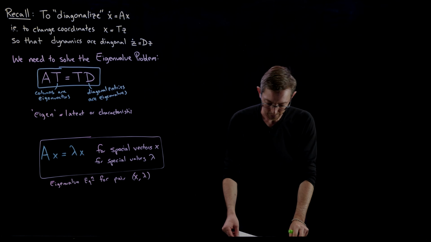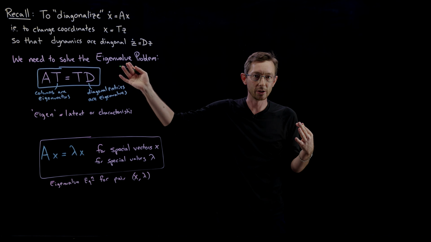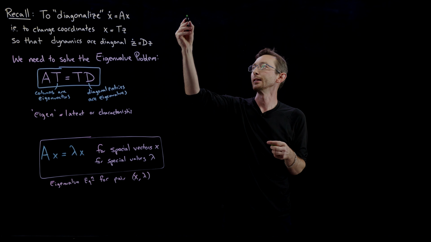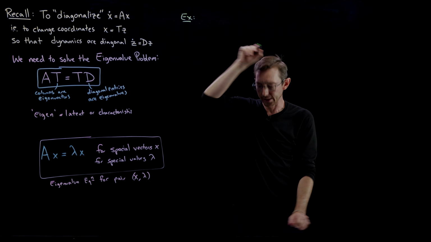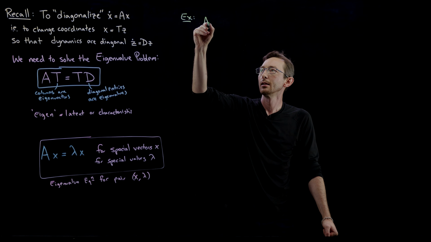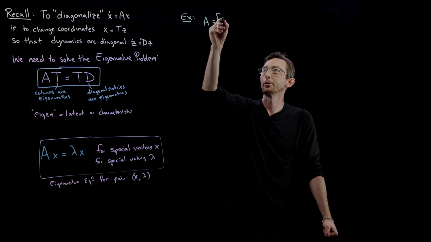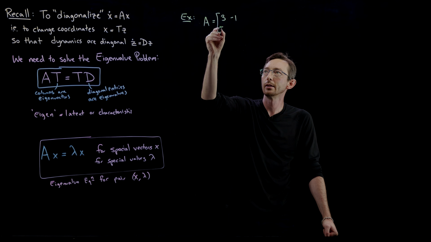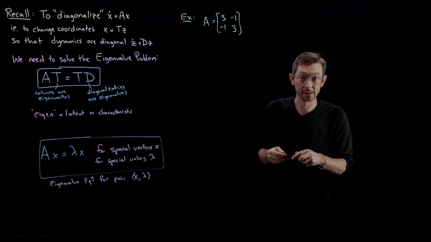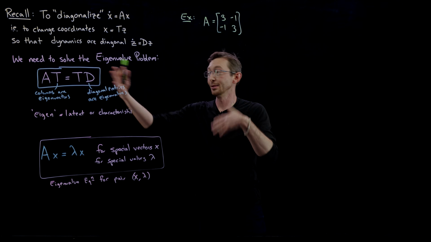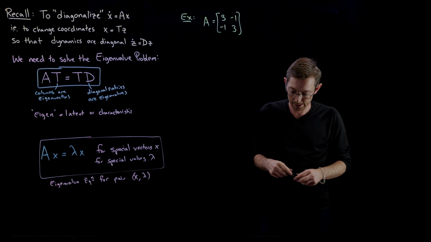Maybe I'll move my notes over here so I have some room. So let's just do an example to get some intuition, and then we'll talk about this in the generic case. An example A matrix, I'm going to pick an A matrix that is [3, -1; -1, 3]. Just a simple 2 by 2 A matrix, but it's not diagonal, so it's going to be difficult to solve differential equations with this A matrix.